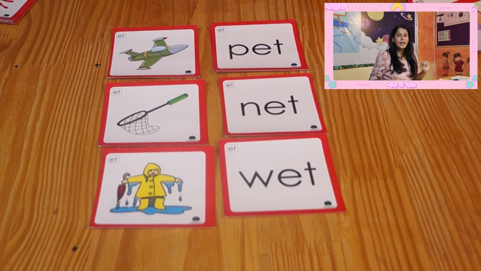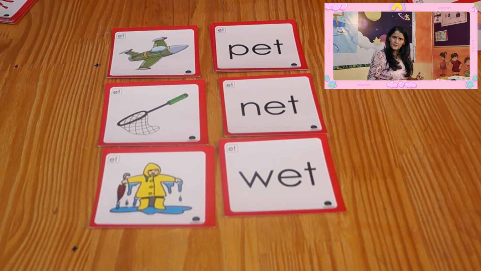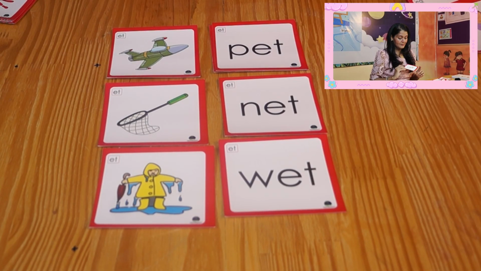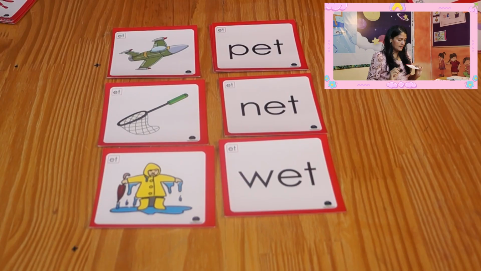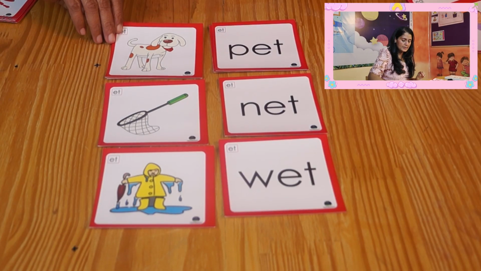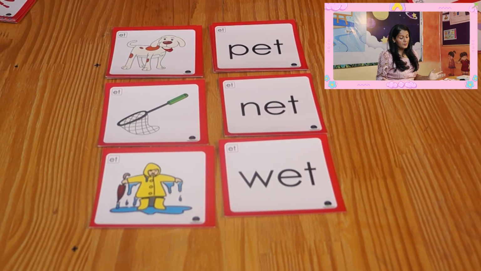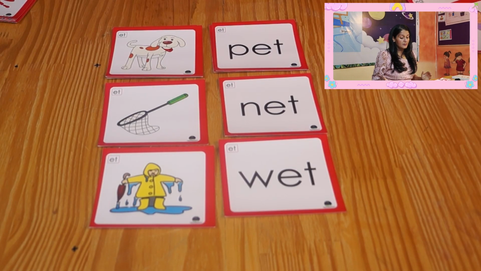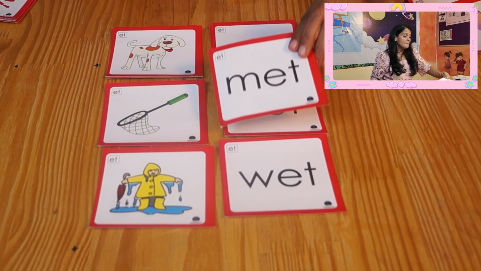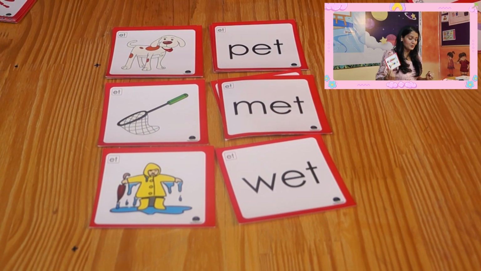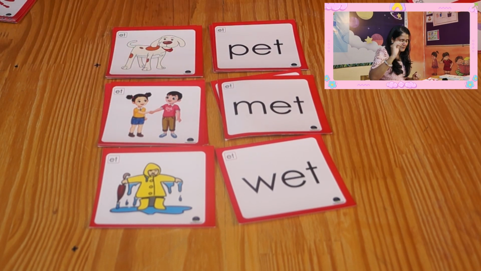I'm just going to place this. It's et, pet. Hey, do you have a pet at home? I do have one, and his name is Kitty. So et, pet. The pet can be a dog, can be a cat, and some people also have pet birds, pet parrots. Et, met. So when you meet somebody and say hello, how do you do? So we met someone. So et, met.